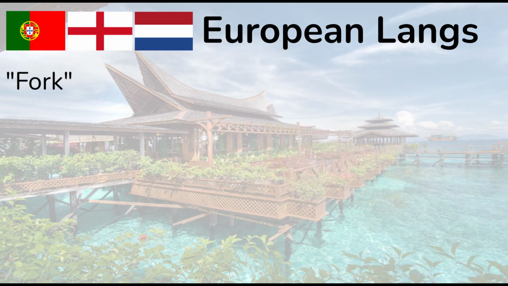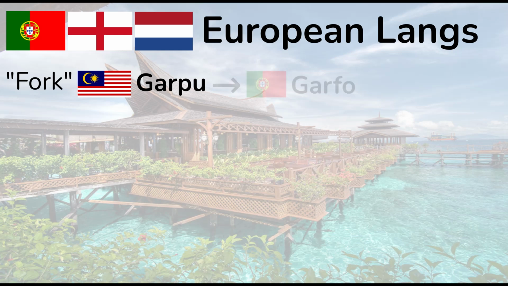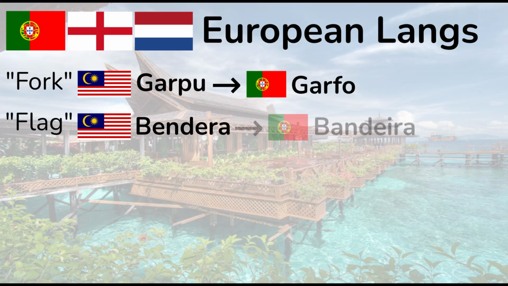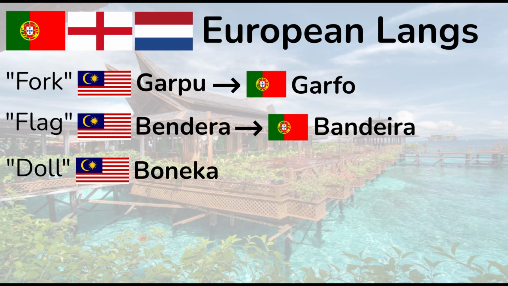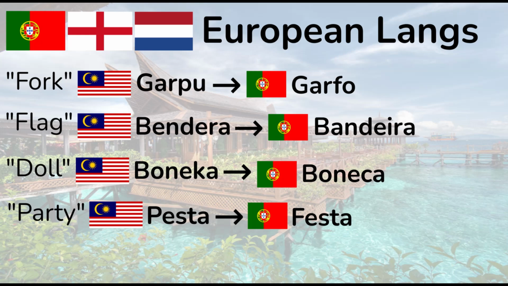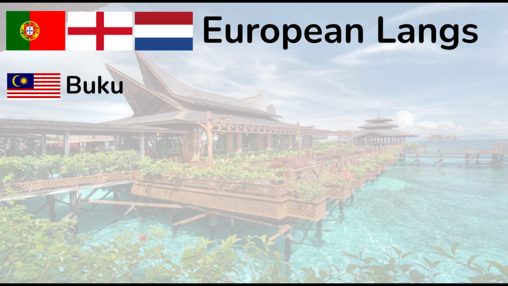The word for fork, Garfu, coming from Portuguese Garfo. You may notice something a little different about this word. That's because in Malay, the f consonant is retained. The word for flag, Bendera, from Portuguese Bandeira. The word for a doll, Boneka, comes straight from Portuguese Boneca. And the word for party, Pesta, from the word Festa.